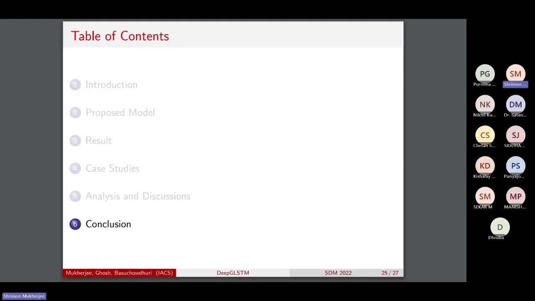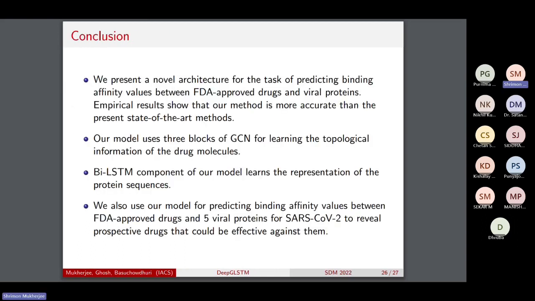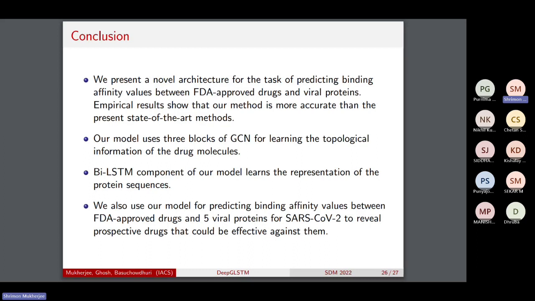So this is the final concluding part of my presentation. In this work, we apply FDA-approved drugs to predict the affinity values between the target proteins and the FDA-approved drugs. From the results, we know that our model presents state-of-the-art results in those situations. But in the current scenario, there are many papers that produce even better state-of-the-art results.